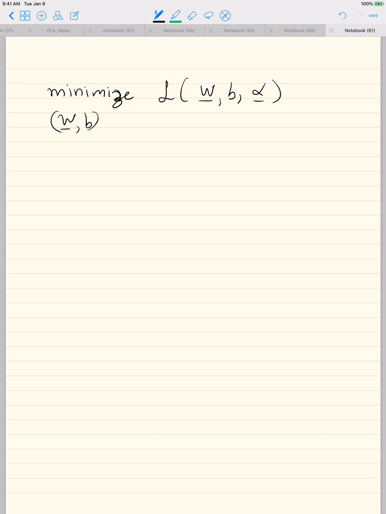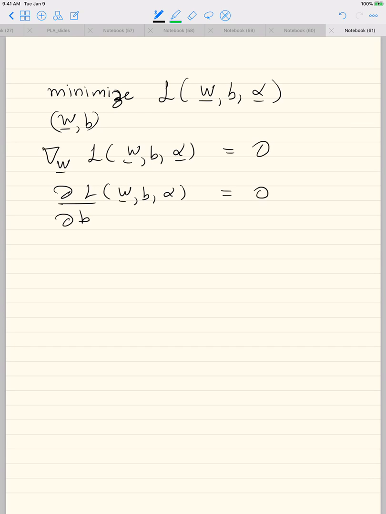The good news here is that there are no constraints with respect to w and b. So this becomes a completely unconstrained problem, and we can take the gradient with respect to w of L of w, b, and alpha and set it to 0. Take the derivative with respect to b, because b is a scalar, set it to 0 and try to simplify. So let's look at the first term.